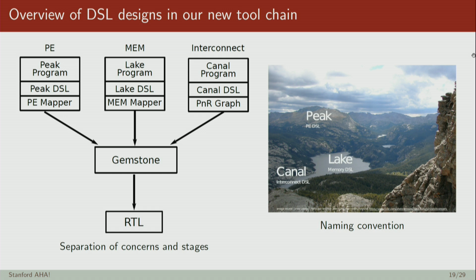In the example I just brought up, if you make changes to a PE, because each DSL has a queryable API, Canal can introspect the Peak object and realize, OK, now you have an additional input port. I will create an additional connection box for you automatically. So those kinds of interaction avoid any human in the loop. Just to help you memorize the naming convention we have here, if you look at the picture on the right, Peak is like the top of mountains, and Lake is like the memory reservoir, and Canal is like the river that connects things together.